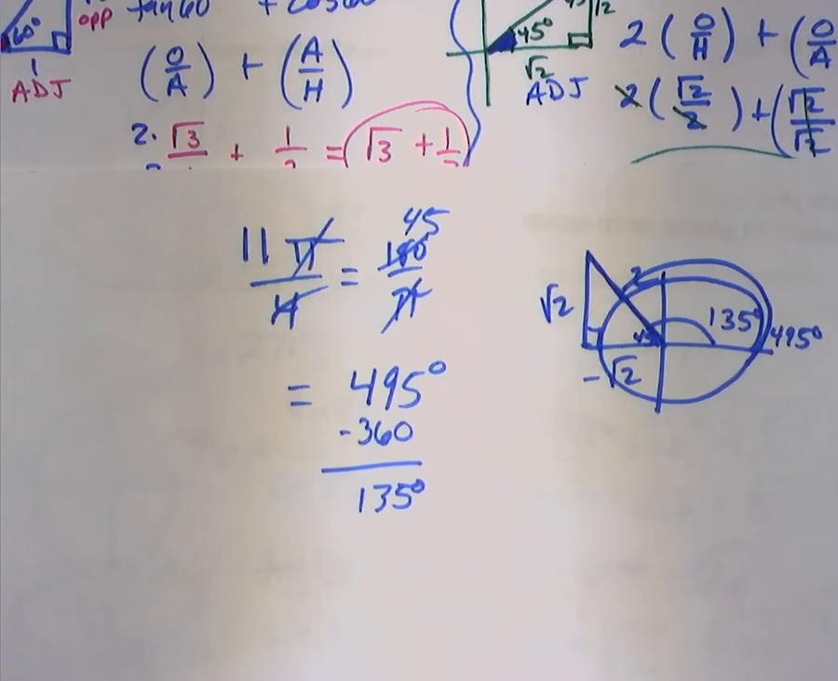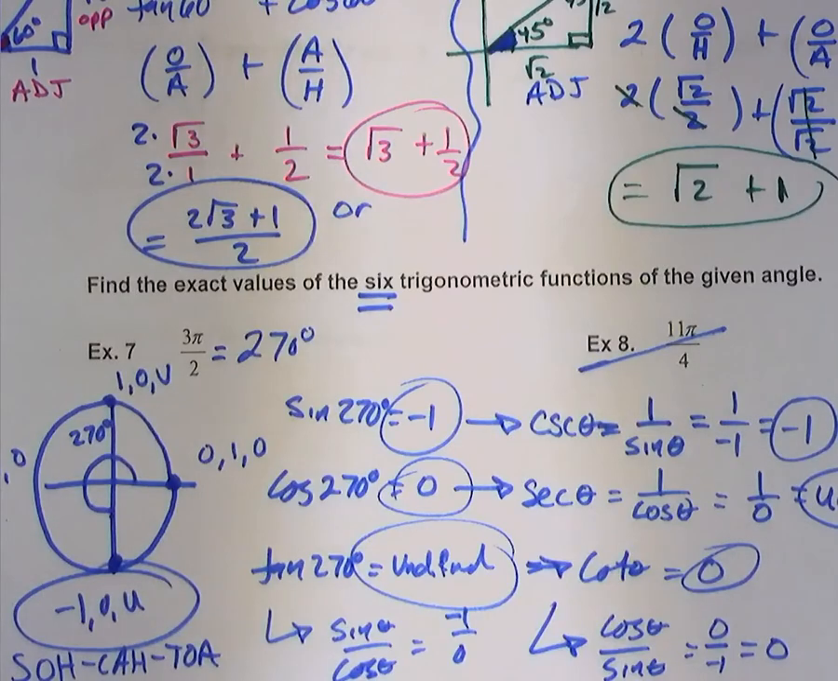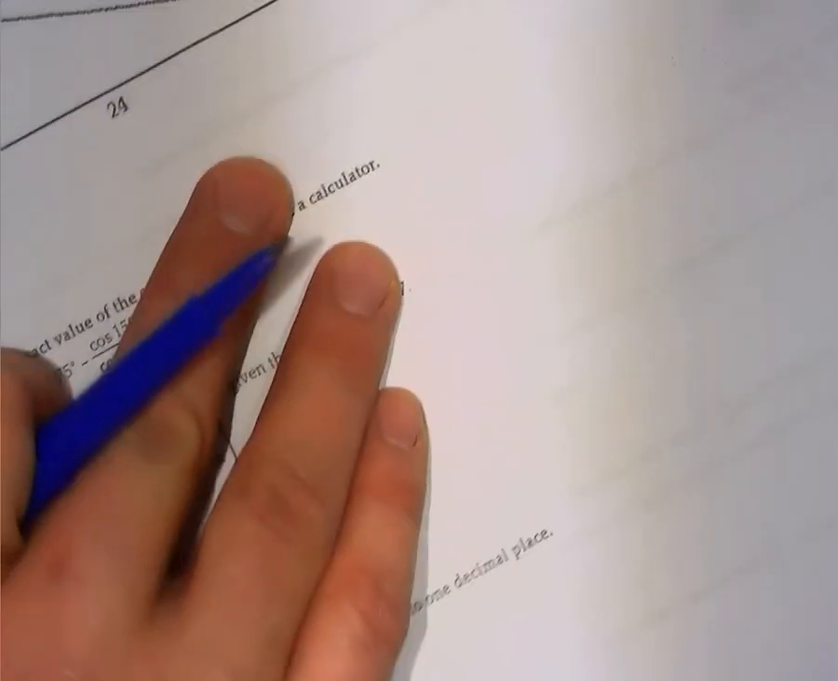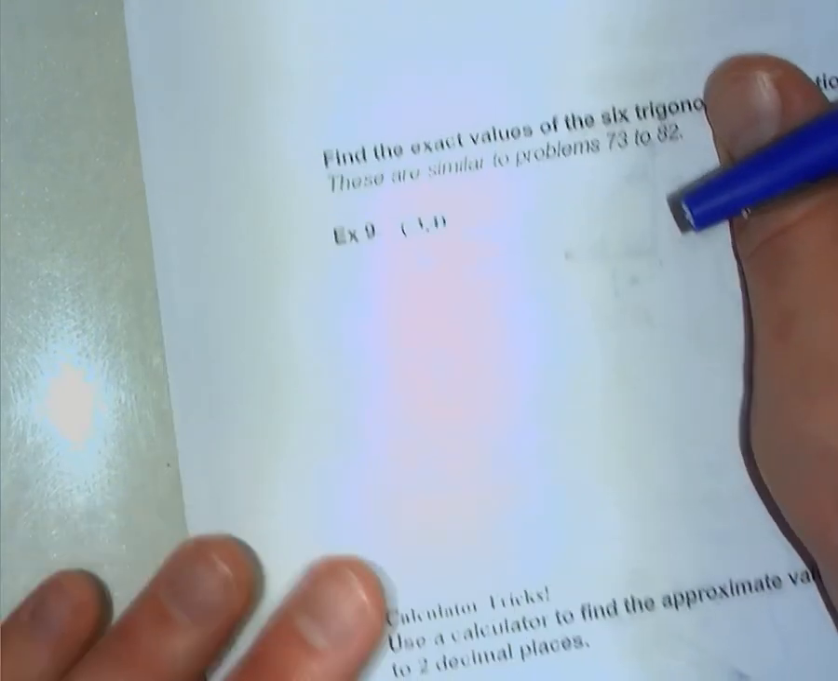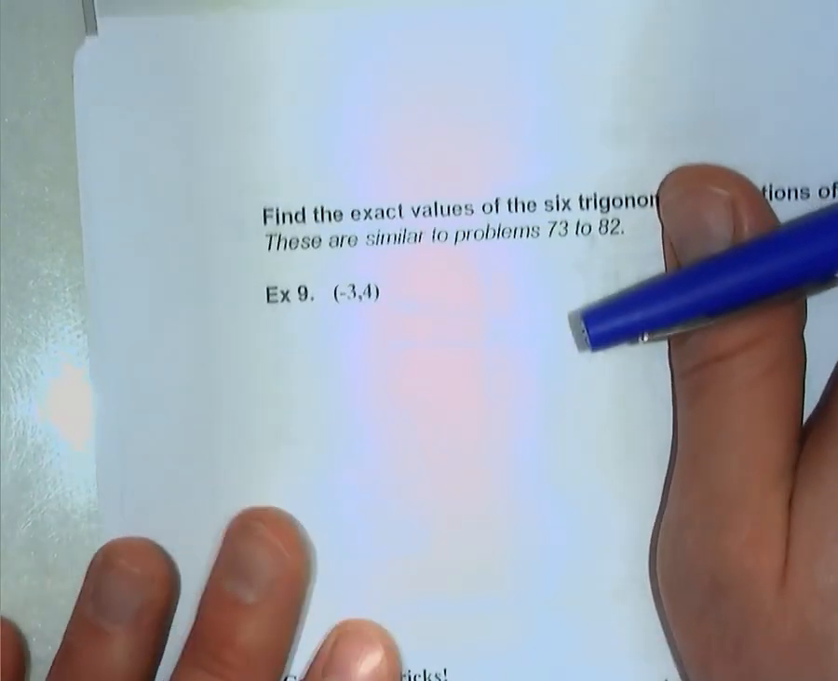I just want to talk about what to do if that angle is bigger than 360. Just subtract 360 until you get an angle between 0 and 360. So if you get a really big angle, like 900, subtract 360, subtract 360 again, and you should get something between 0 and 360. Okay, that's called a coterminal angle. We talk more about that in 6.3, so I'm not going to spend much time on it. I do want to talk about example number 9, then we got some calculator tricks for you.